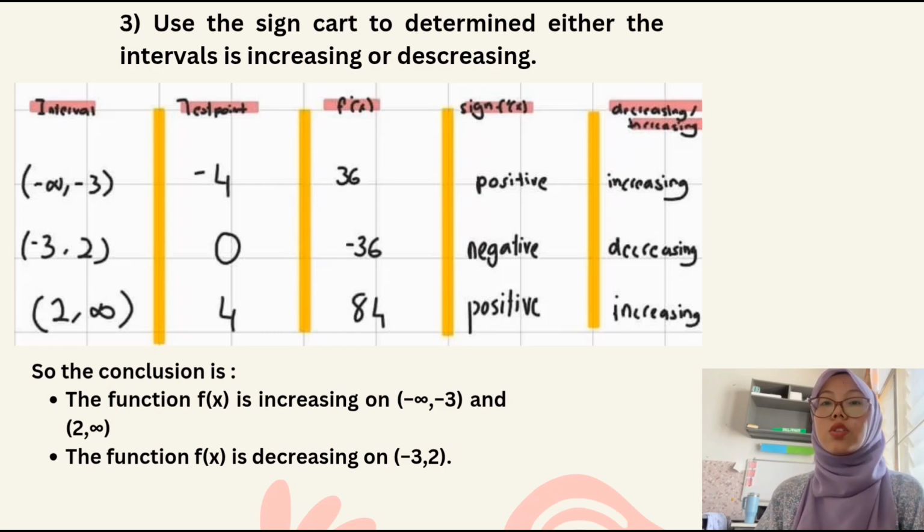is increasing. So for the conclusion, the function f(x) is increasing on 2 intervals, which are negative infinity to negative 3 and 2 to infinity. The function f(x) is decreasing on the interval negative 3 to 2.